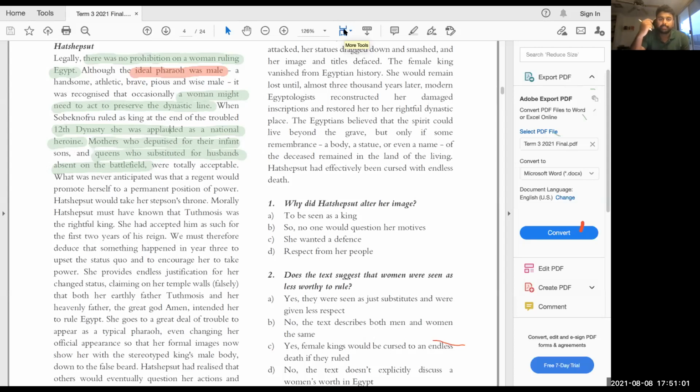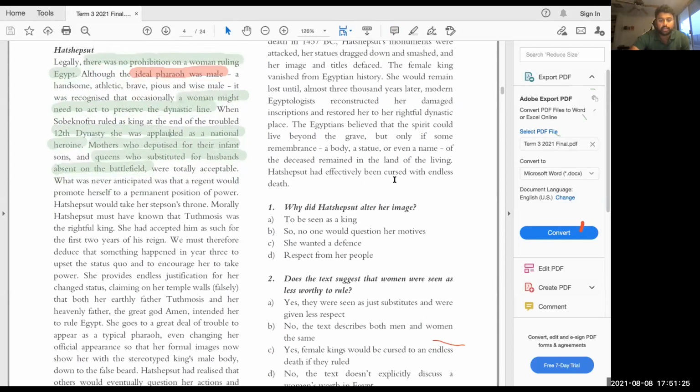It's not saying explicitly that men and women are equal. It's saying that in the case that there's no male to rule, they can let a woman rule. That doesn't sound very equal to me, does it? No, it doesn't. But now that we've seen the evidence, let's take a look at the answers.